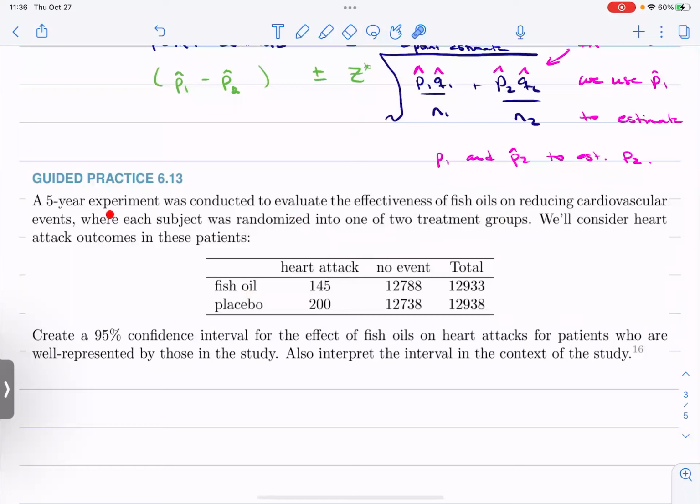And then over a 5-year term, you just sit back, relax, and see if anyone has a heart attack. People do have heart attacks, but a lot of people didn't, obviously. And then we've got the total here. Okay, we're going to be more interested in the proportion of people who had heart attacks. That's what we're concerned about.